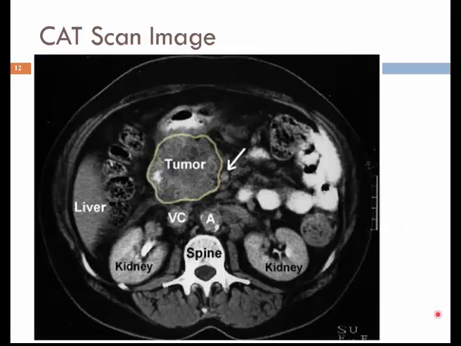Here is an example of a CAT scan image. This image shows a cross-sectional slice of the abdomen. To understand the anatomy in this image, visualize the patient lying on their back. You are standing at the foot of the bed, looking towards the patient's head. Major anatomical structures are labeled, and a tumor is visible in the head of the pancreas, as indicated by the arrow, as seen right here. This type of imaging has revolutionized diagnostic testing.